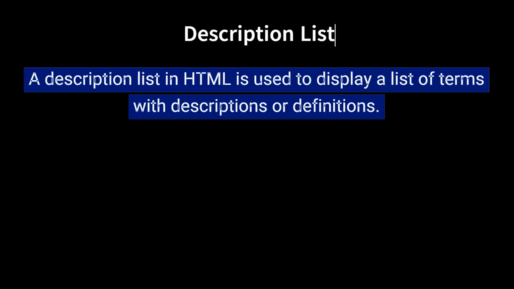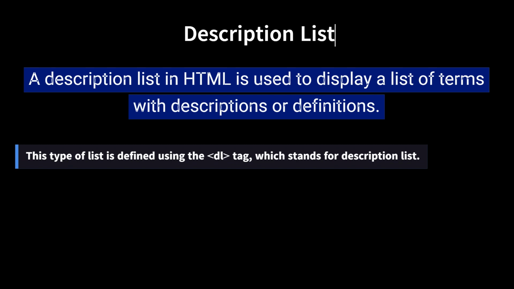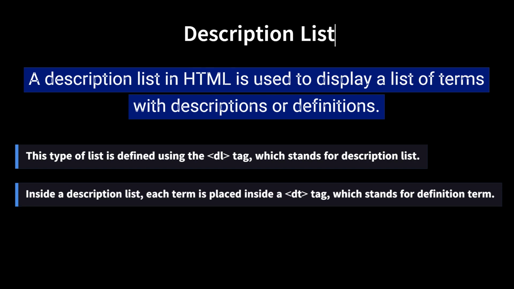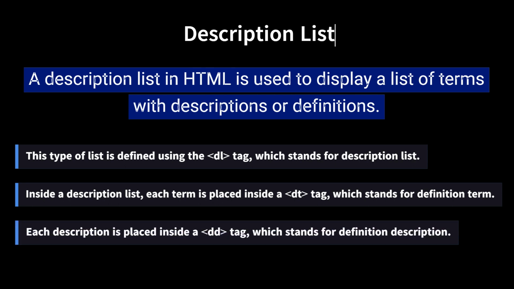Finally, let's dive into description list. A description list in HTML is used to display a list of terms with descriptions or definitions. This type of list is defined using the DL tag, which stands for description list. Inside a description list, each term is placed inside a DT tag, which stands for definition term, and each description is placed inside a DD tag, which stands for definition description.